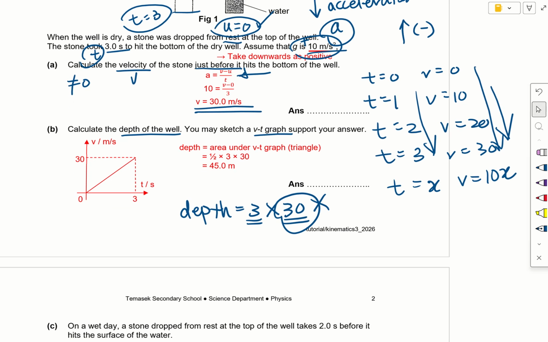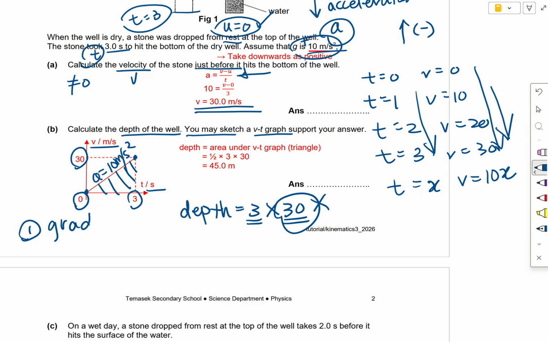Okay, so they offer a hint here, sketch a VT graph. So VT graph, V versus T graph, initially at time equals to 0, the velocity is 0. At time equals to 3, the velocity increases uniformly to 30. That means the acceleration is actually 10 meter per second squared. So, two things that are important about VT graph. The first one is that gradient represents acceleration, which is what is being said here. And the second thing that is important is that the area under the graph equals to distance traveled.